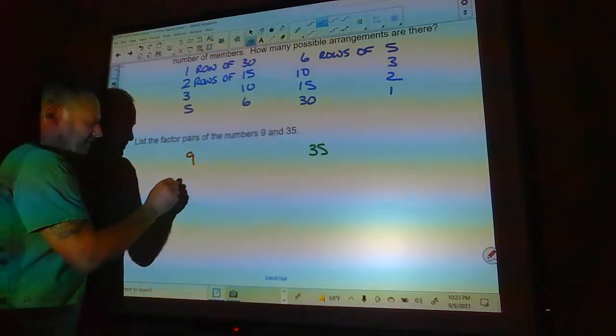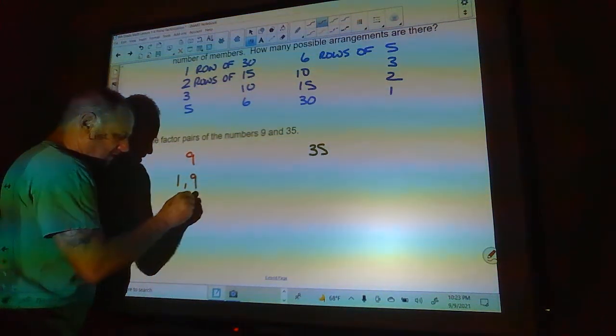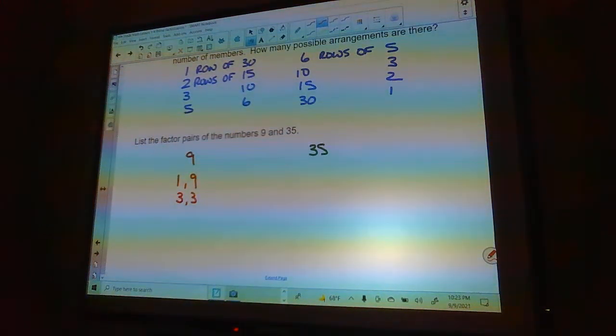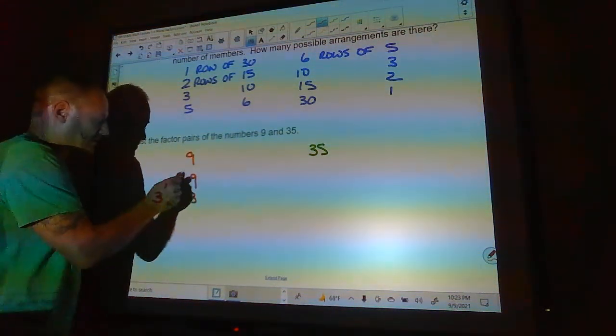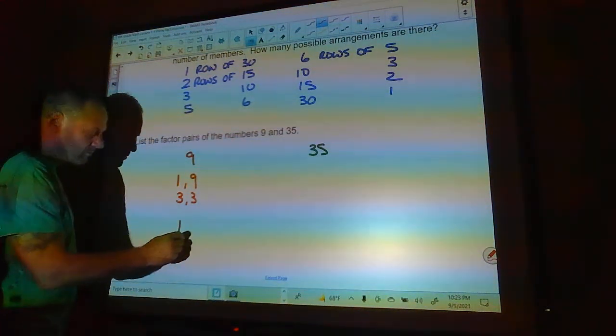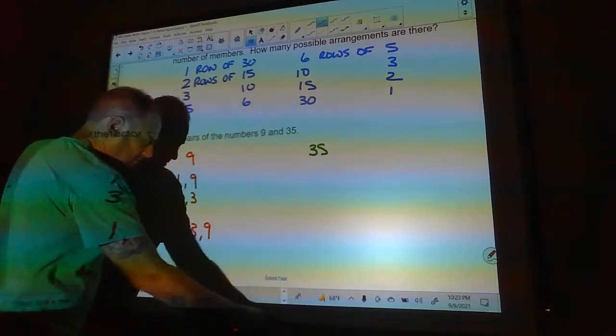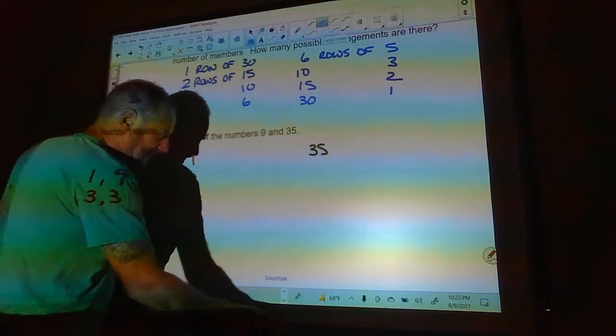Okay, so I have some factor pairs. I've got 1 and 9, and I've got 3 and 3. And that's it. Now it asks for factor pairs, so I need to write them out like this. If I was just writing out factors, I would just write 1, 3, and 9. Okay? That's not what it asked me to do.